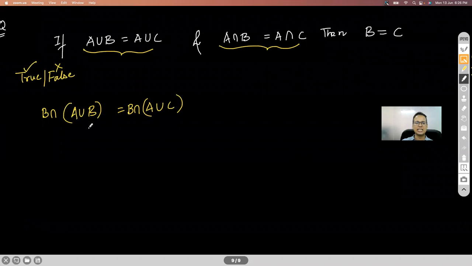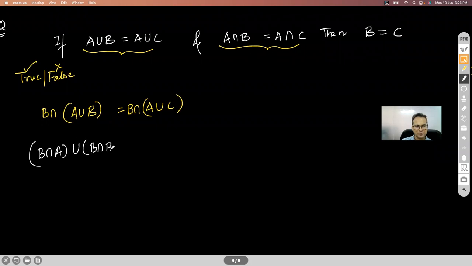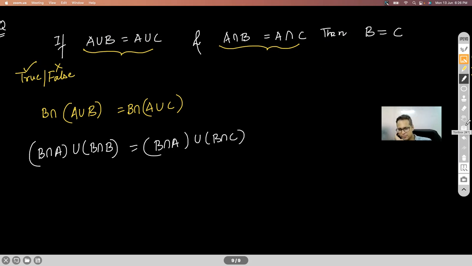So if I take the intersection with B on both sides, can I say the left side is B intersection A, union B intersection B, correct? And this side will be B intersection A, union B intersection C. If an element belongs to A union B and A union C, the element should belong to B or C? No, not necessarily. It could belong only to A, not in B, not in C.